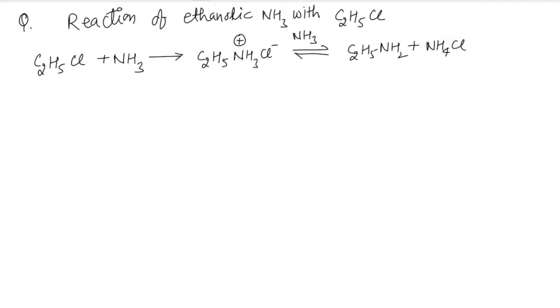So after the formation of ethylamine, it is not given whether anything is in excess or not. So ethylamine can further react with another molecule of ethyl chloride. If ammonia is in excess, then we can stop here.